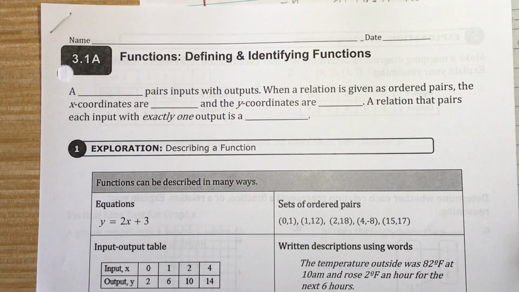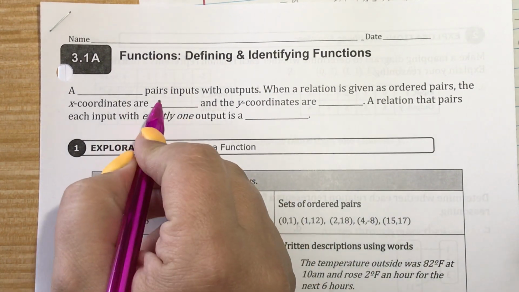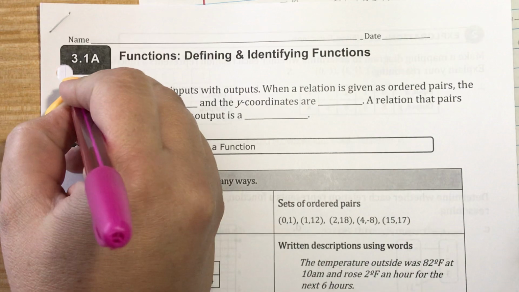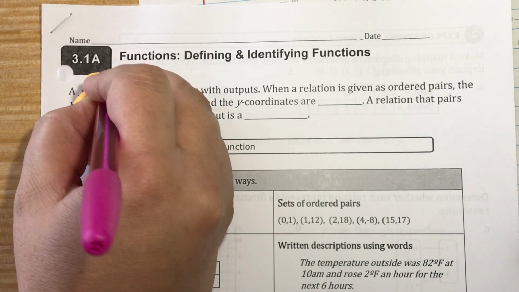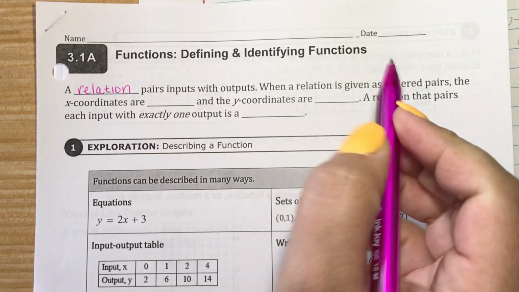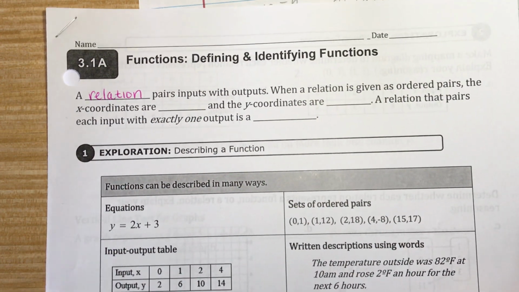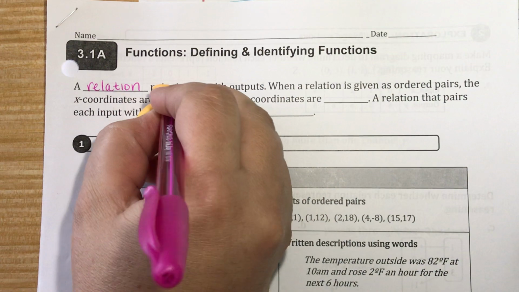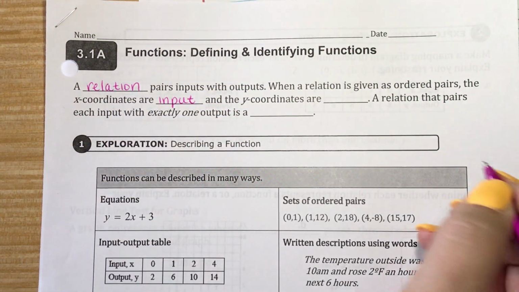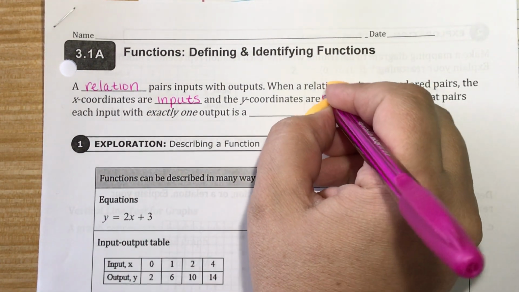So first of all, I know it's review, but let's define functions. Well, before we talk about that, let's talk about a relation. Okay, so there's a whole lot of relations out there, and a relation is anything that pairs an input with an output. When a relation is given as an ordered pair, the x coordinates are always considered to be the input into the relation, and the y coordinates are always considered to be the output.